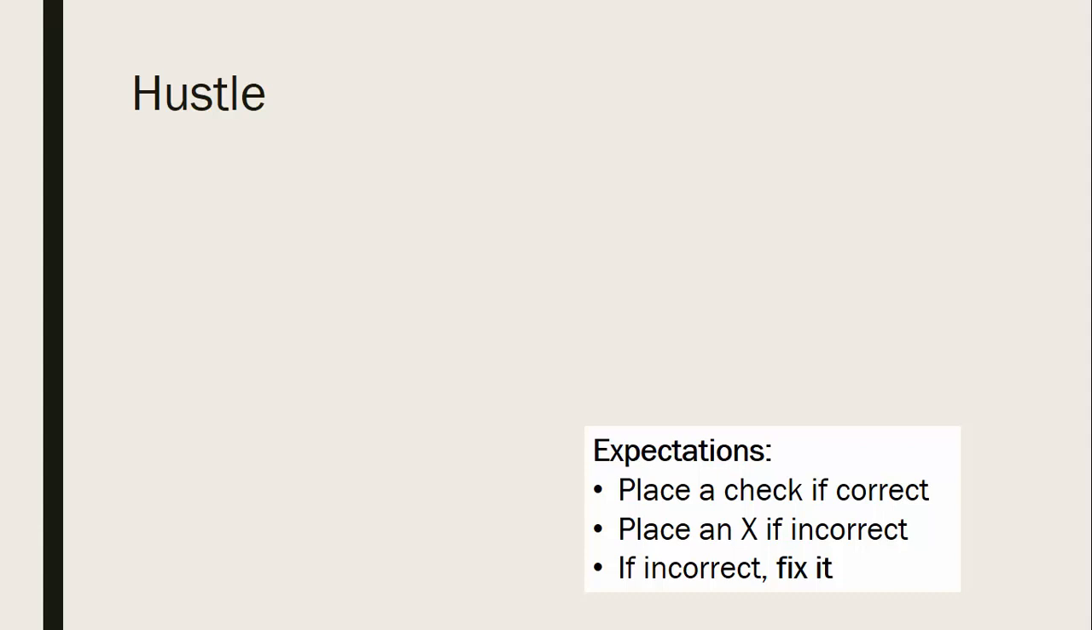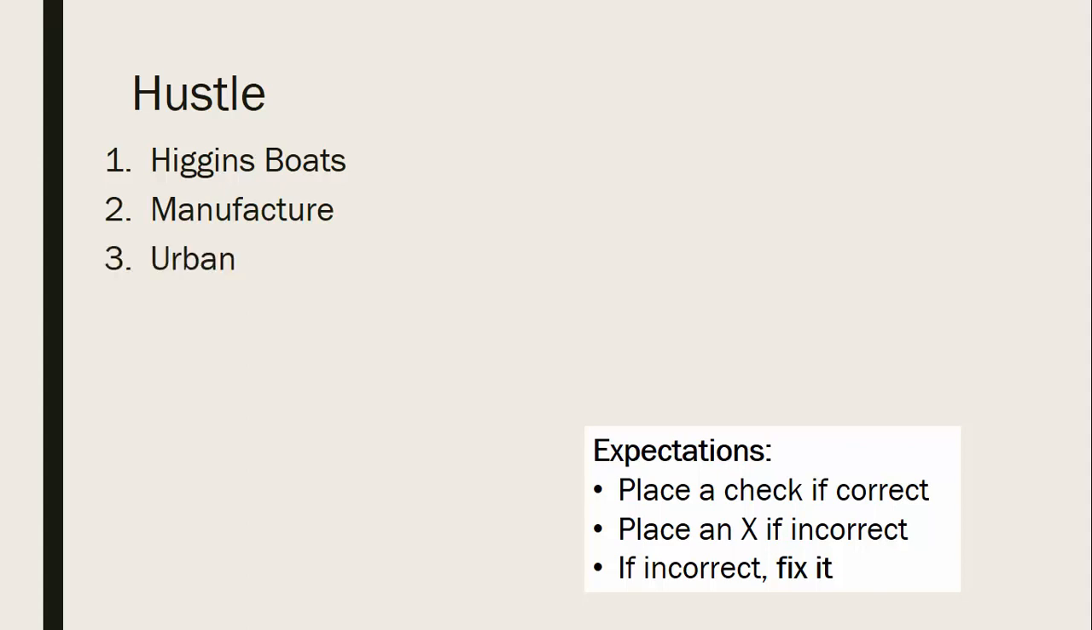And let's review. These hustle questions come straight from your test that you're taking this week. So you're taking your unit test. If you study these hustle questions, you'll do a lot better on your unit test. Number 1 is Higgins boats. Those were made in Louisiana. Number 2 is manufacture. Number 3 is urban, and urban is a city, and rural is country.